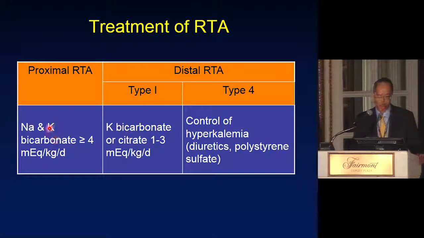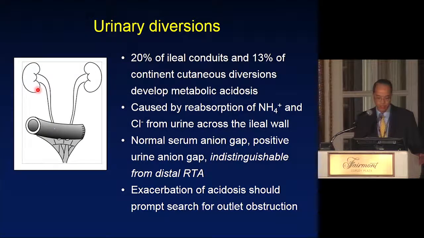That's sort of a typical dose. Proximal RTA is different. These are patients who are wasting bicarbonate into the urine. And as I mentioned before, the more bicarbonate you give in an attempt to raise their serum bicarbonate, the more gets lost in the urine. So they often need very, very high doses of bicarbonate in order to correct their serum bicarbonate reasonably close to normal.